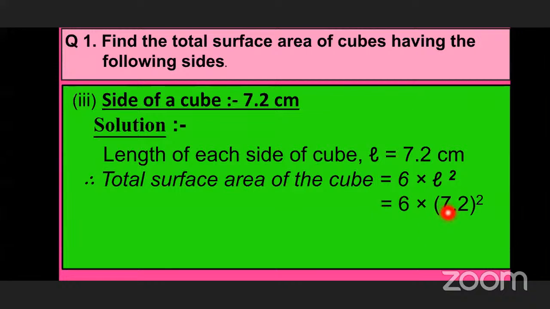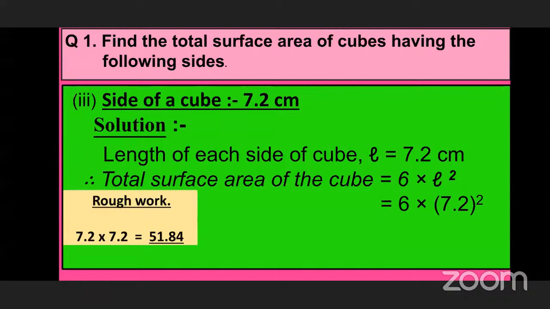6 times 7.2 square. So first we will do the multiplication of 72 by 72. And what is the answer? Can you multiply 72 by 72 and tell me the answer? Can anyone do the multiplication of 72 by 72? 51.84. Yes. The numbers after the decimal point are read as 84.